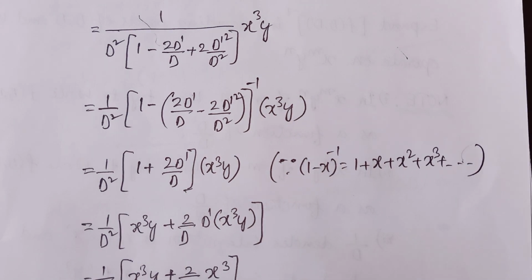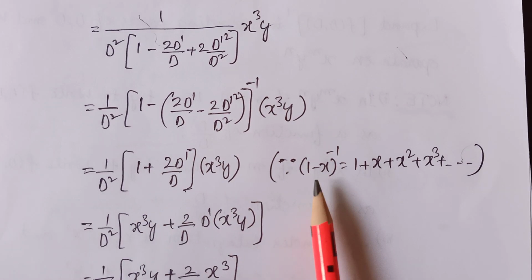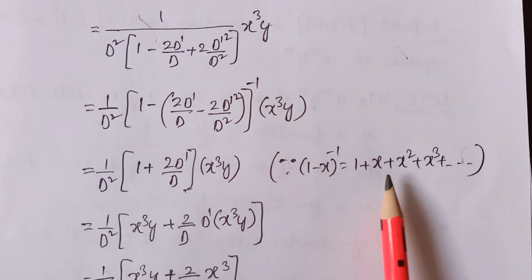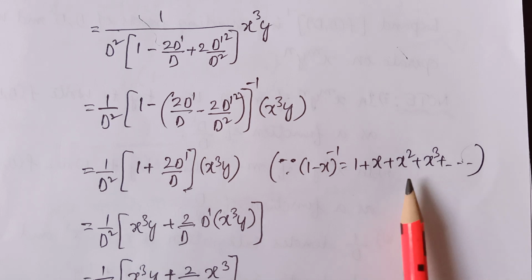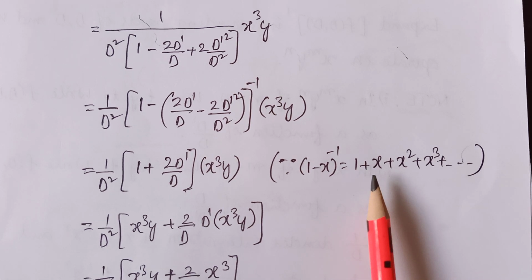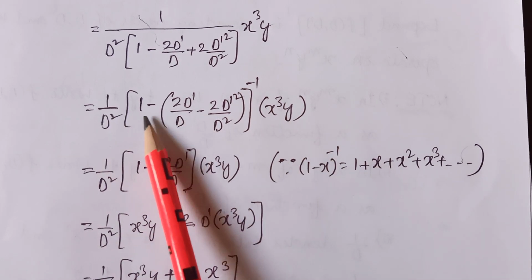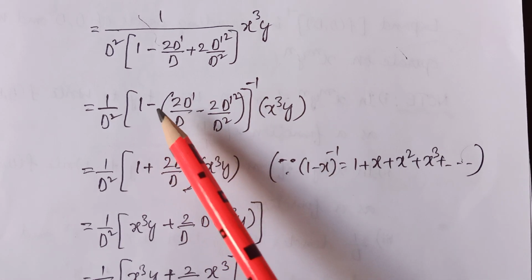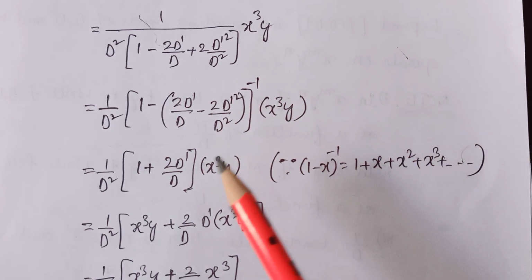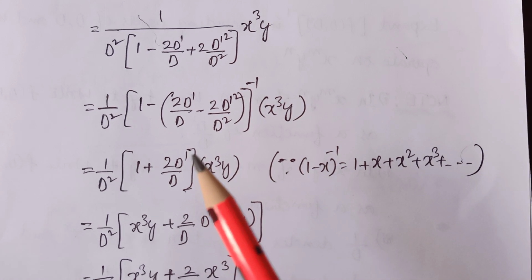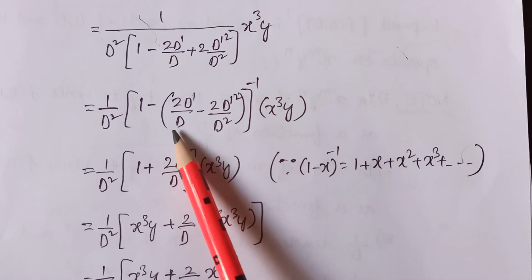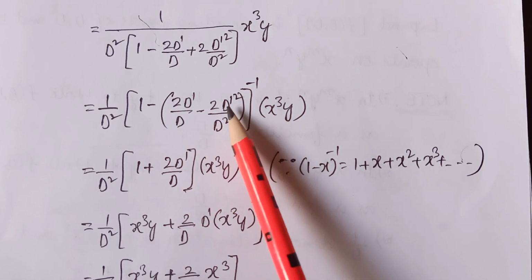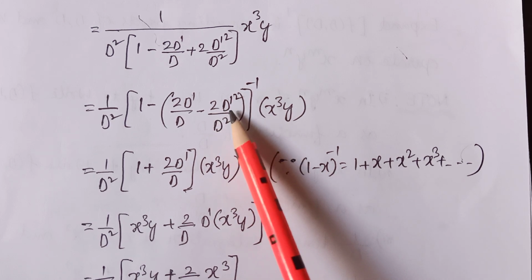Now here we are going to use the binomial expansion formula. This is the 1 minus x whole power minus 1 formula, that is 1 plus x plus x square plus x cube plus so on. This is the formula we are going to use, and we need to expand like that. But I am considering only the term with D dash, up to only this term. I can neglect the remaining powers.